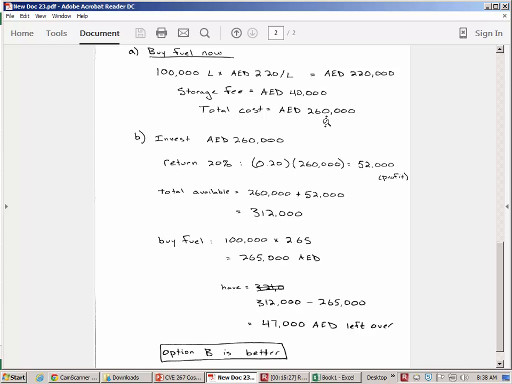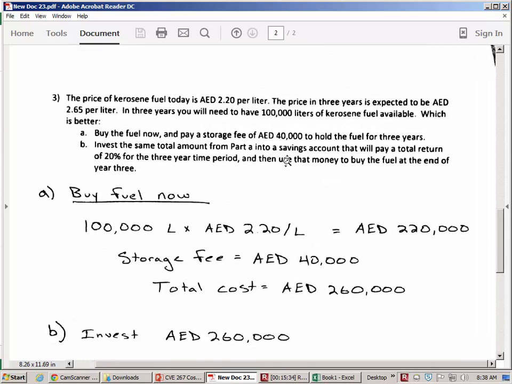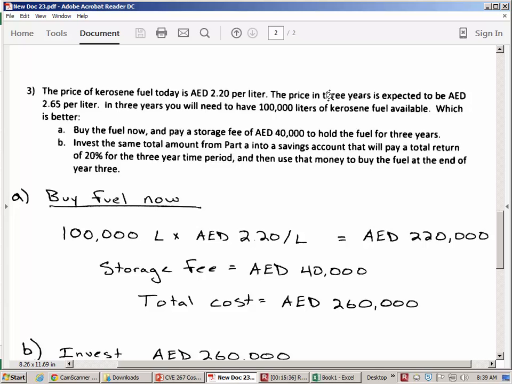And that brings up a weakness in problems like this. This problem statement is not realistic. In 3 years, the price is expected to be 2.65 per liter. Who can predict what the fuel price is going to be in 3 years? We don't even know what the fuel price will be for October, right? They announce it at the end of the month, and it's a surprise for all of us.